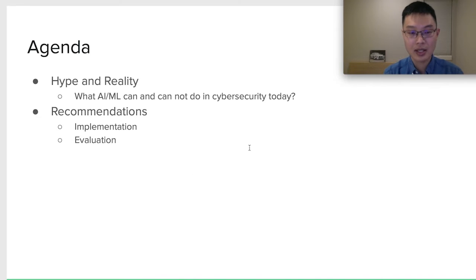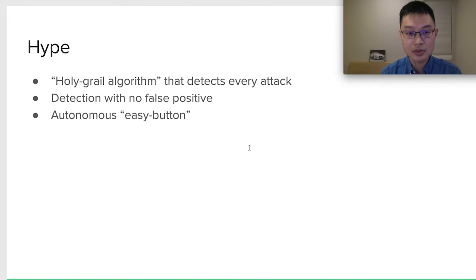My talk today is going to split into two sections. In the first section, I'm going to talk about what AIML can and cannot do in cybersecurity today. And for the second section, I'm going to talk about a set of recommendations for practitioners who are either implementing or evaluating AIML-based cybersecurity solutions. So let's start with the hype.